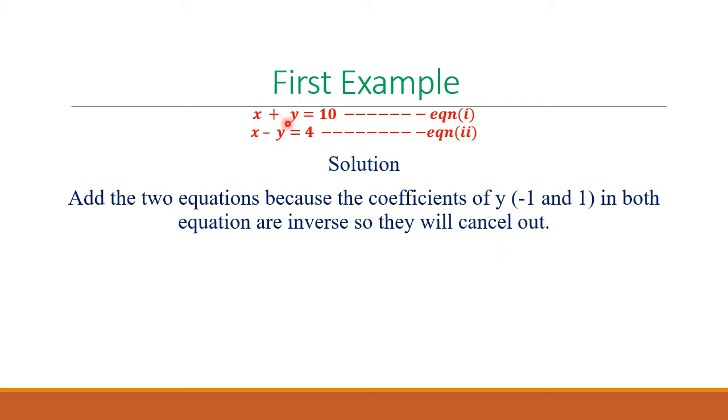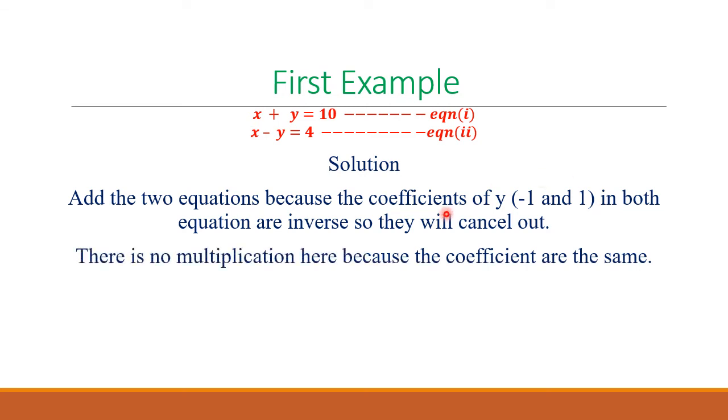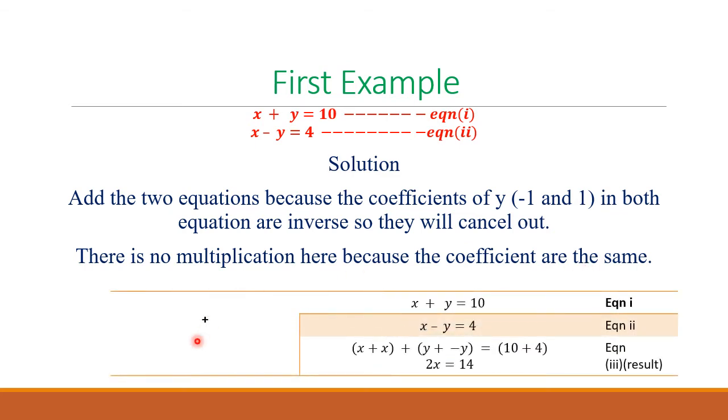We are not going to multiply, as I said before, because the coefficients are already the same and they are inverses of each other, so there is nothing more you can do. We go straight to addition. There is no multiplication here. So what do we actually do? We add the two equations. How do we do the addition? We add x with x, so x plus x, plus this plus, okay?